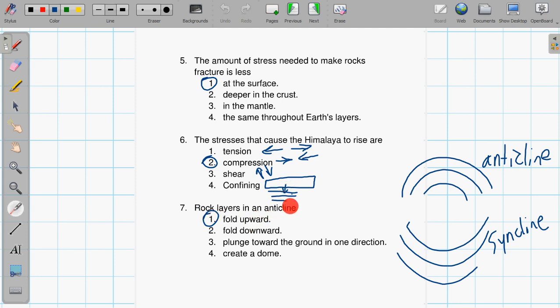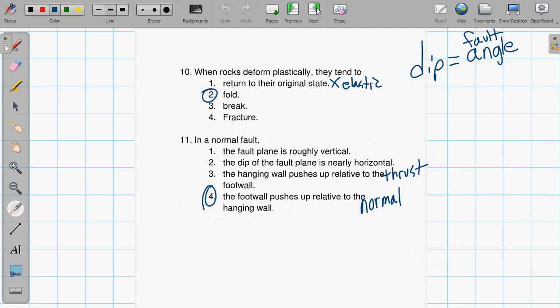Rock layers in an anticline fold upwards. This is an anticline. This is a syncline. When rocks deform plastically, they tend to fold. They do not return to their original shape. They are strained. They don't return. If the pressure continues or increases, then they may fracture. But to start with, they fold.